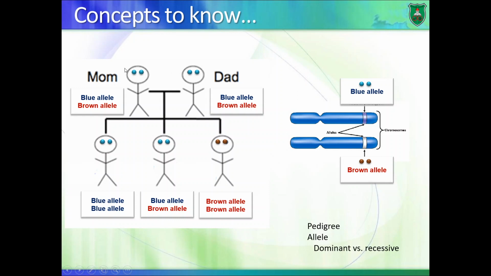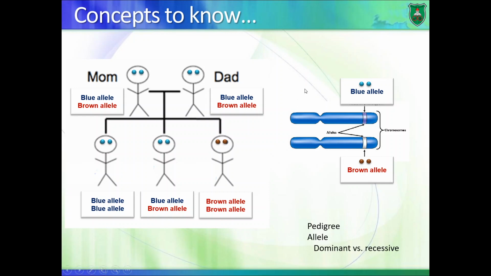Same thing with the mom, okay? She has the blue eye color allele and a brown eye color allele. The blue is dominant over the brown, so the eye color of the mother is also blue. We say that mom and dad are heterozygous for the eye color gene. That is, hetero means different, so they have different alleles for the eye color gene, okay?